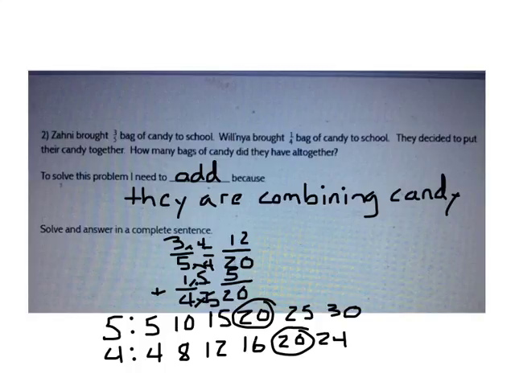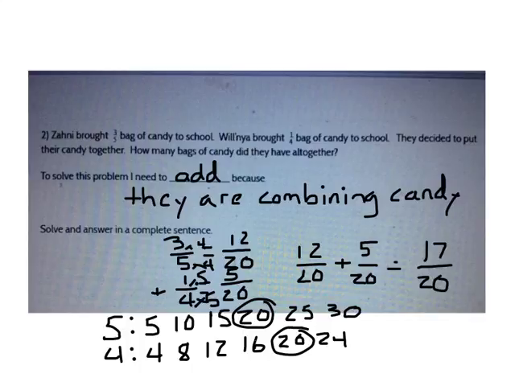Now I can add those two fractions. What's 12 twentieths plus 5 twentieths? It's 17 twentieths. Together they have 17 twentieths of a bag of candy.